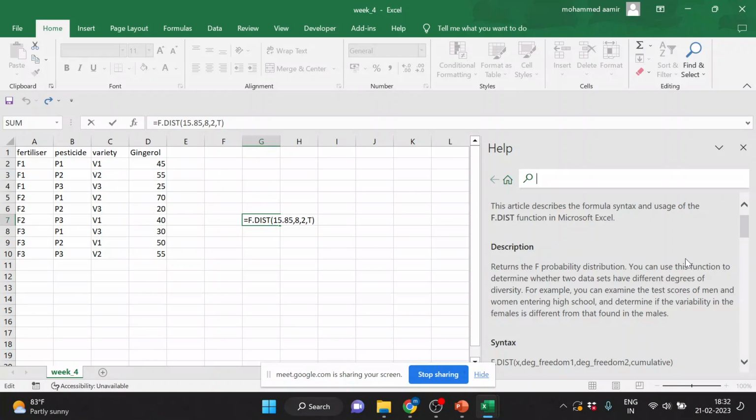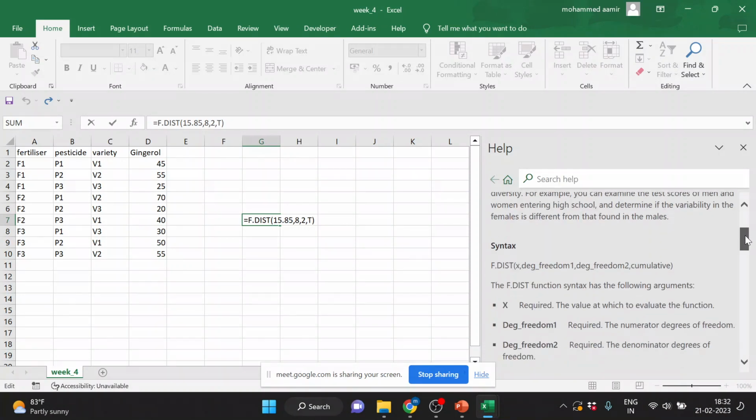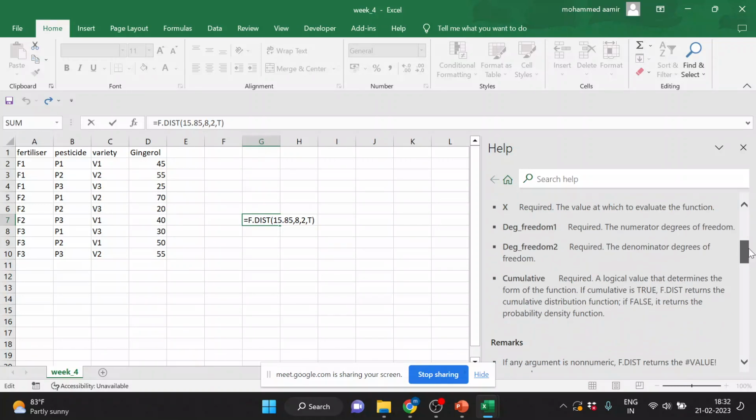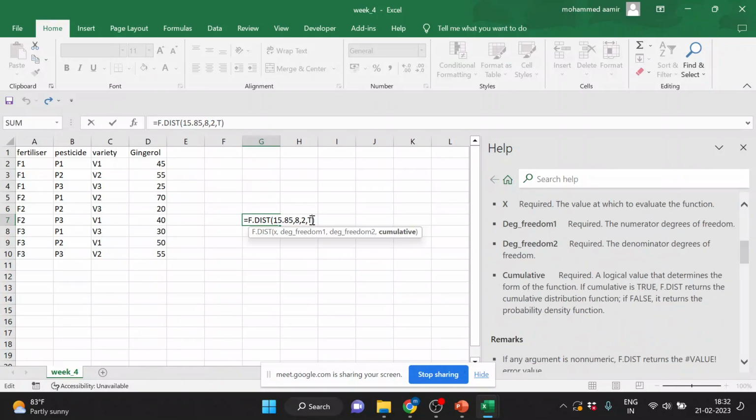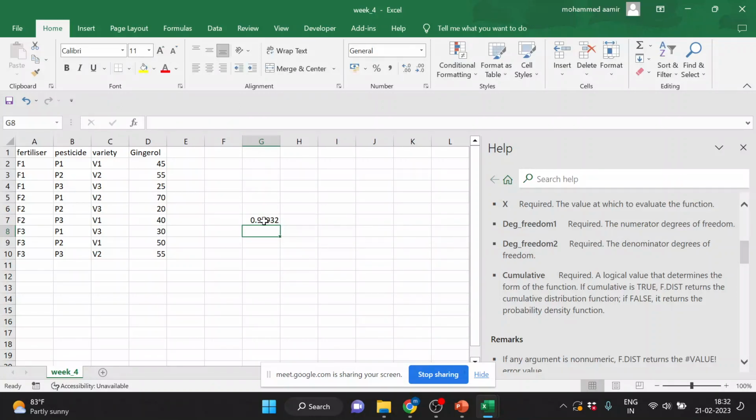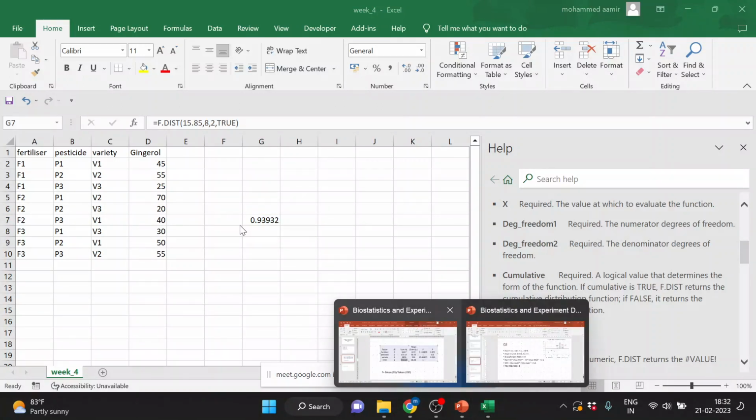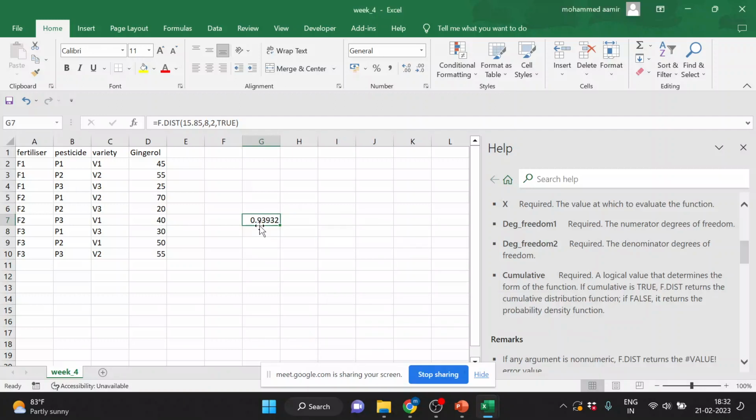I think it's going to give the cumulative. I just need to figure out the syntax. Cumulative true, I need to write. Okay. So yeah, it's 0.93. So 1 minus 0.93 gives me something, 0.61. 0.93, yeah? Or 93. So you have to do 1 minus this.